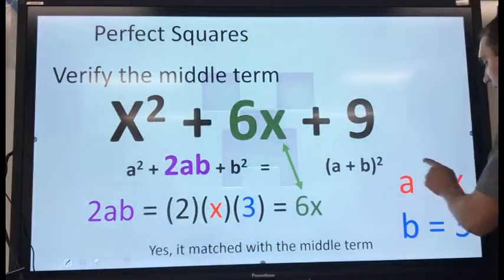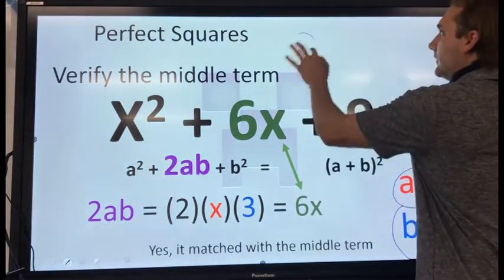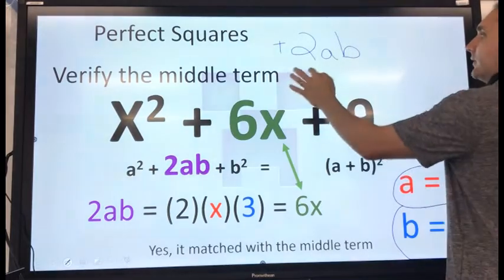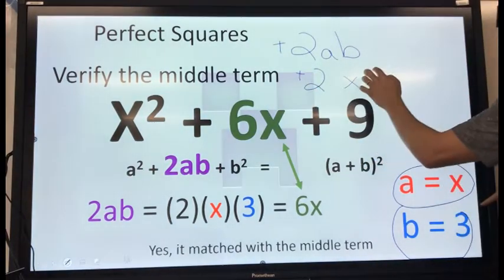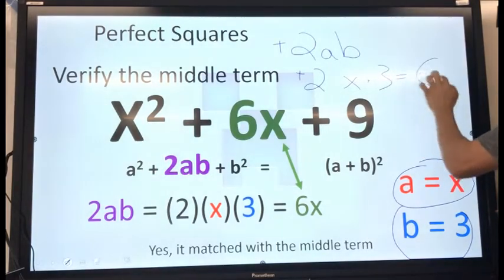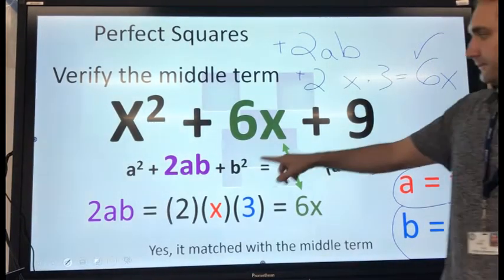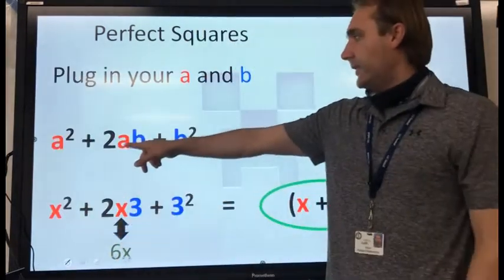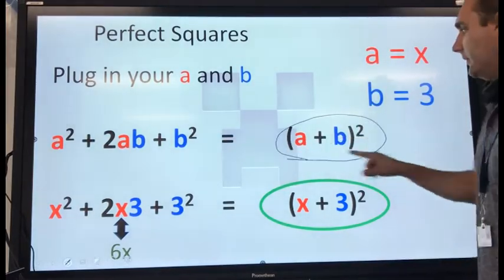So we said that a was x and b was 3. And part of the formula, the middle part, is 2 times a times b. So does 2 times a times b equal 6x? It does. So it will work with the formula that is a squared plus 2ab plus b squared. And the solution is (a plus b) squared.